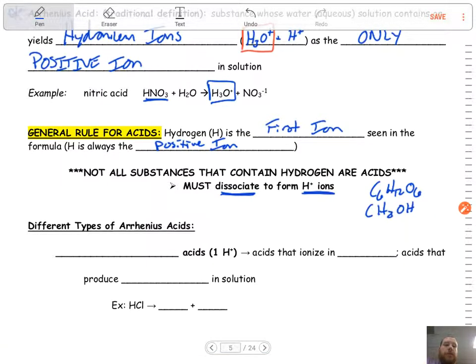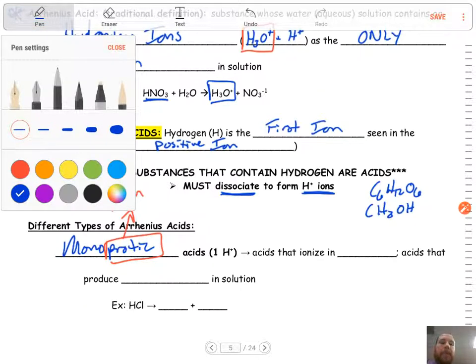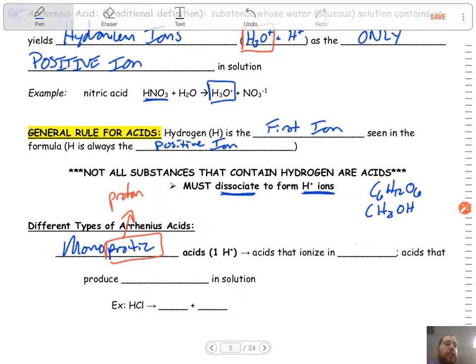All right, so different types of Arrhenius acids. Okay, the first one is called a monoprotic. If we just break that term down, mono, you guys know by now, or should, because we've done naming, means one. Protic refers to protons. Protic sounds like proton, so if we just look at that root word, it means one proton. So these are acids that ionize in one step, acids that produce one H+ ion.